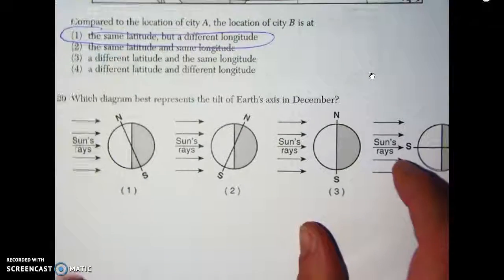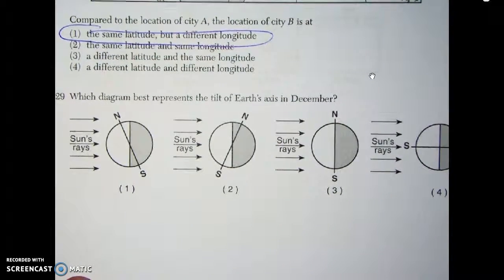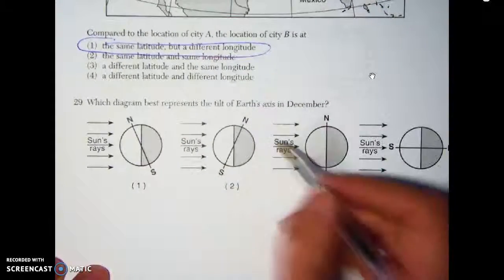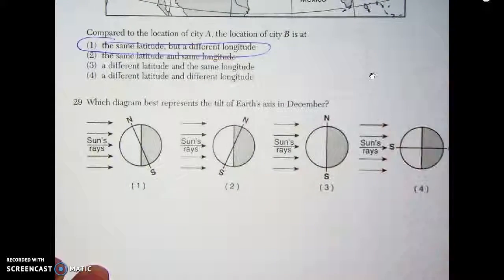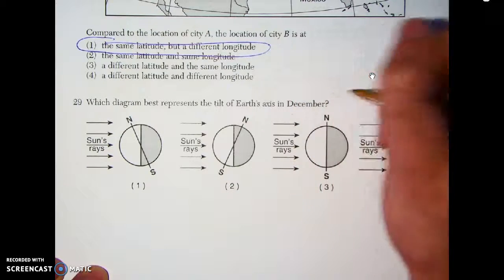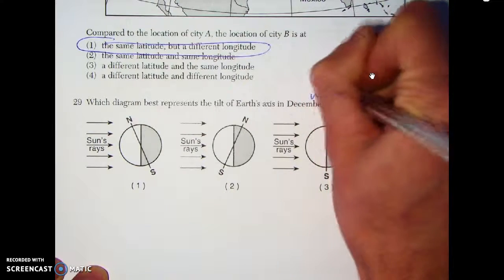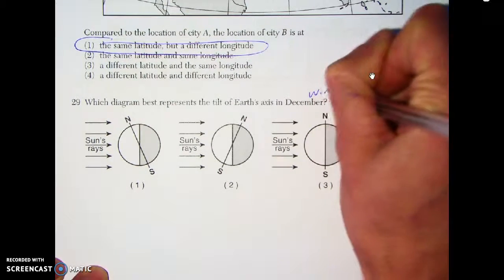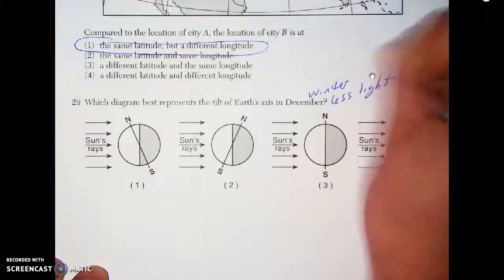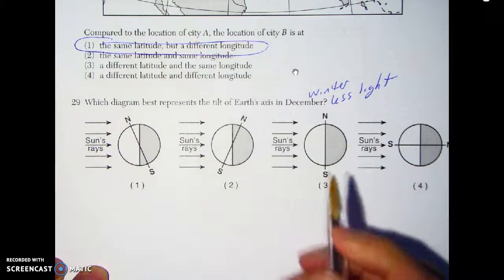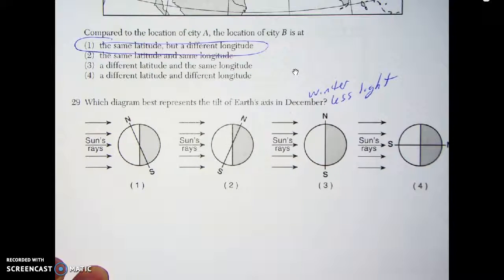Here's question 29. It says, which diagram best represents the tilt of the Earth's axis in December? In December, in the northern hemisphere, this is winter for us, which means we get less light. We have seasons on our planet because of the tilt of Earth's axis. At some times in the year, we're facing away from the sun, and other times we're facing towards the sun.